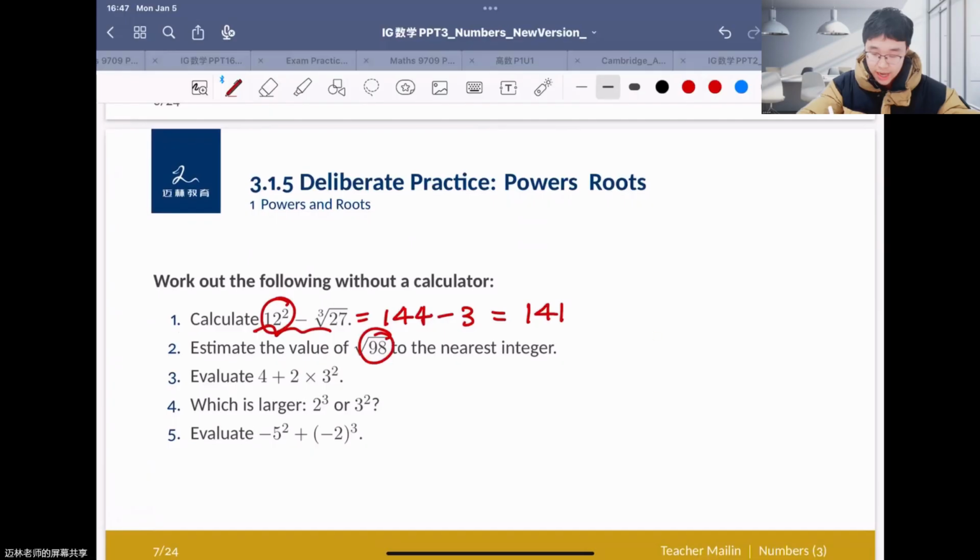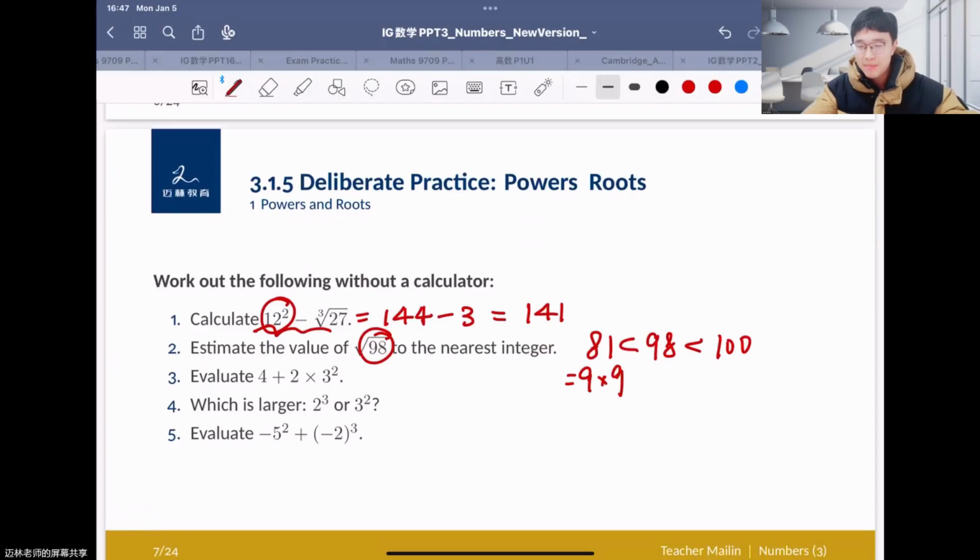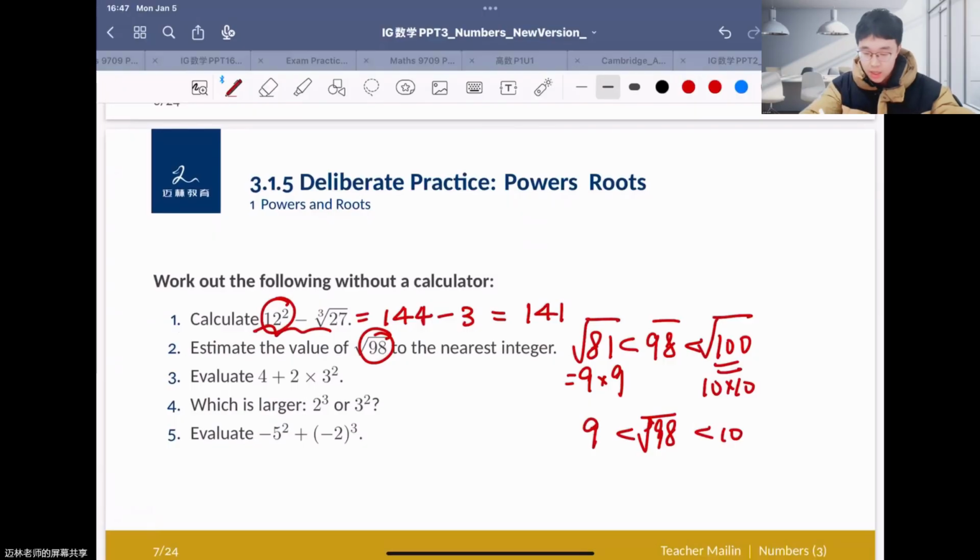Okay. And the second problem is to estimate the value of the square root of 98, right? So 98 is bigger than 81 and smaller than 100, because 81 equals 9 times 9, okay? Don't be afraid if it's the first time and you're not very familiar with squares. After you practice many times, you will understand and remember that 9 times 9 equals 81, okay? And 100 equals 10 times 10. So the square root of 98 is between 9 and 10, because of the square roots of 81 and 100. So maybe the final answer for the square root of 98 is about 9.8 or 9.9. Okay, that is the final answer.